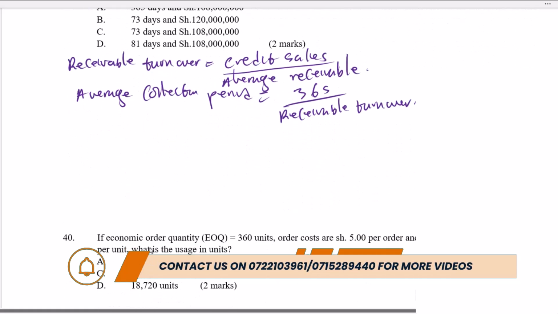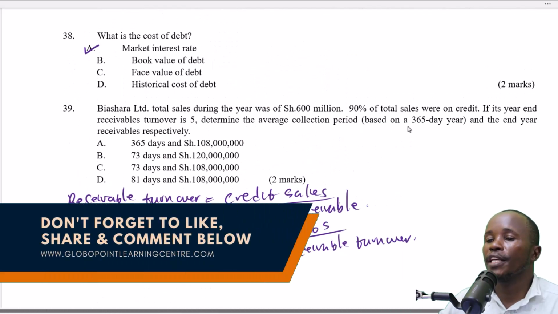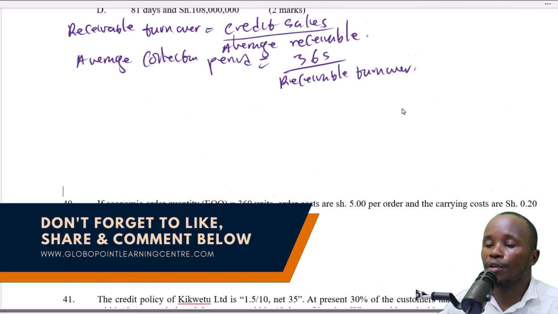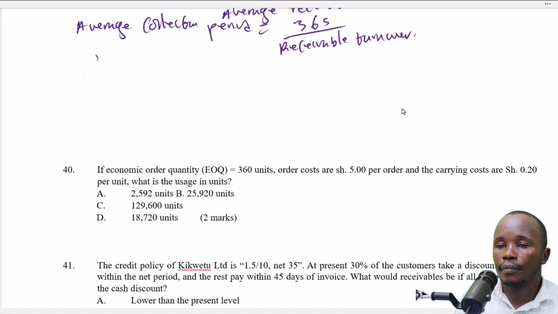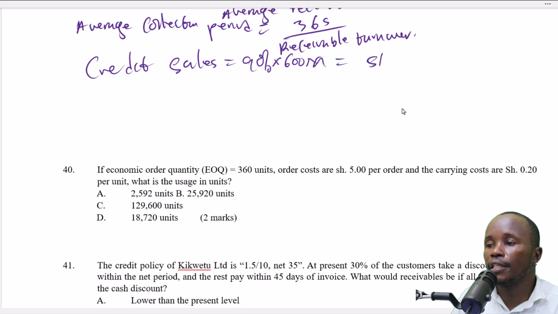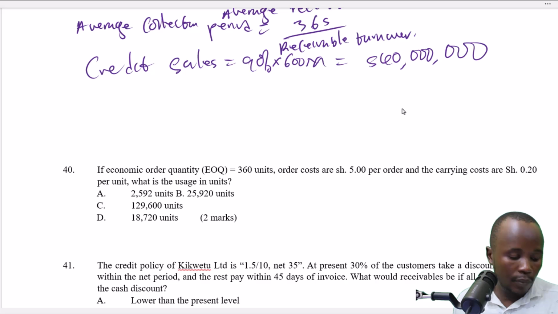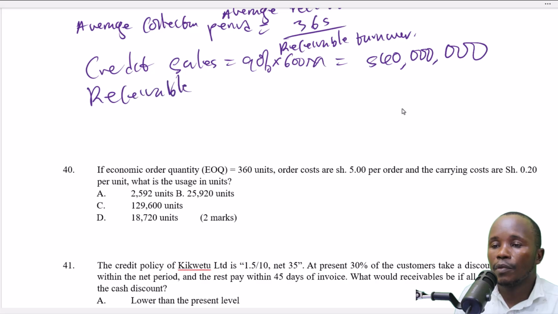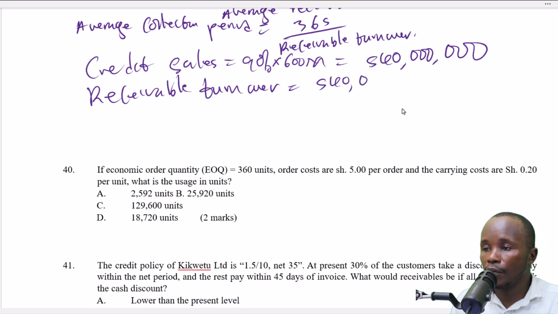Here we need to find out what credit sales is. If you look at the statement, you're told 90% of the total sales were on credit. Therefore, of 600 million, 90% will be on credit. So credit sales is 90% of 600 million, which gives us 540 million. Now, if you want to find receivable, it will be 540 million divided by 5, which is the turnover rate. This gives you 108 million.